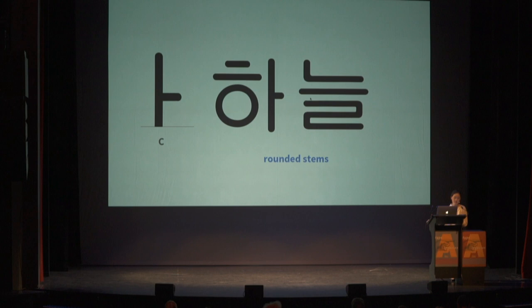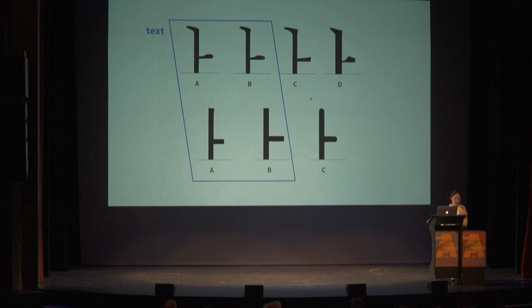The last has rounded strokes. While we usually use type A or B for text, the others are usually used for titles or displays. Where do these letter forms come from? I mean, A and B. So who designed them?